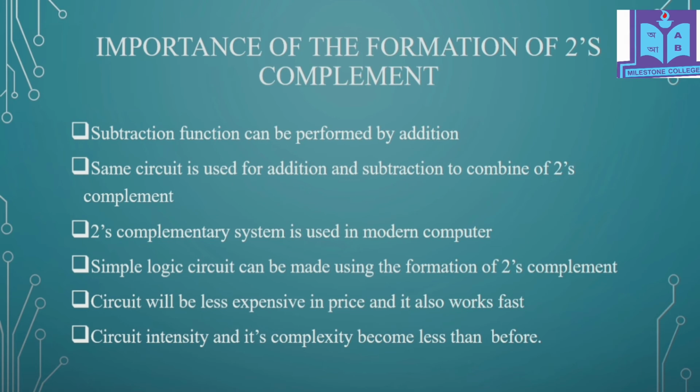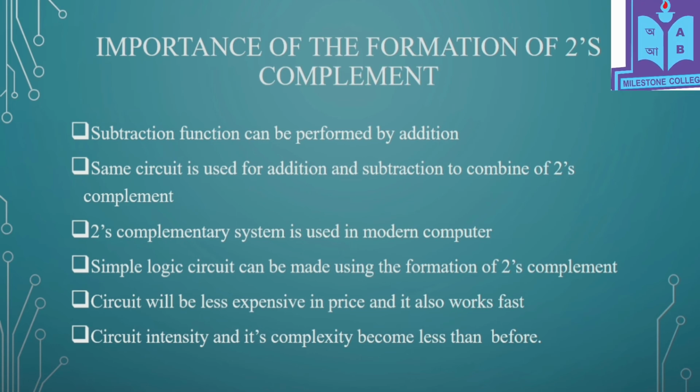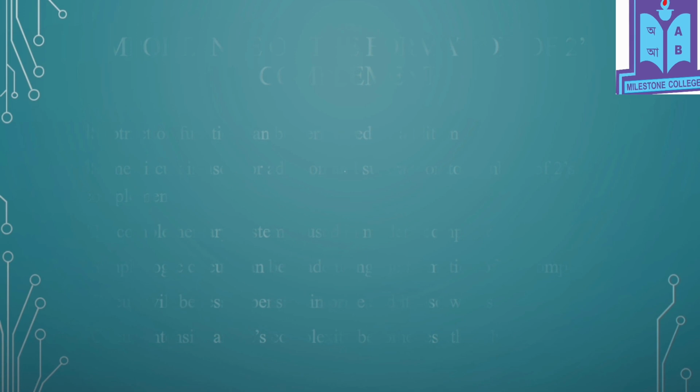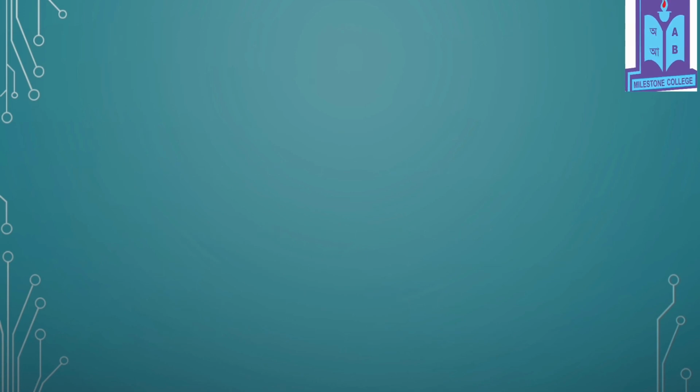Circuit intensity and complexity become less than before. Basically, this is the benefit we get from 2's complement. The circuit's price is less expensive than before and it works faster than ever. And the circuit intensity and complexity become less than before, whereas otherwise we would have a lot of complexity in developing logic circuits.